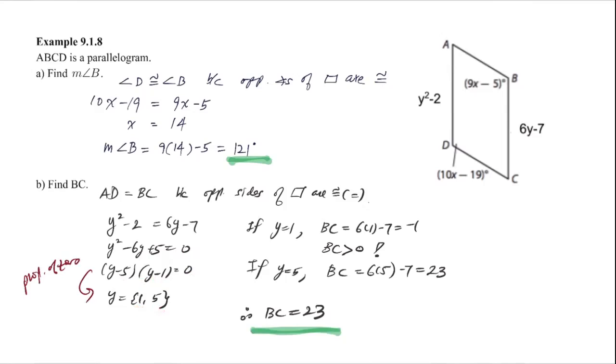Once again, we're not done. We're not looking for y. We're looking for BC. Now, if y is negative, that's not necessarily a bad thing, okay? We just have to make sure that BC, which is the length of a side of a parallelogram, has to be positive, okay? So when y is equal to 1, I plug that value into BC, and it was negative 1. No, BC has to be positive, so that's not an answer, okay? And y could be 5, so I plugged in the value of 5, that came out to 23, so this is an acceptable answer, so BC is equal to 23.